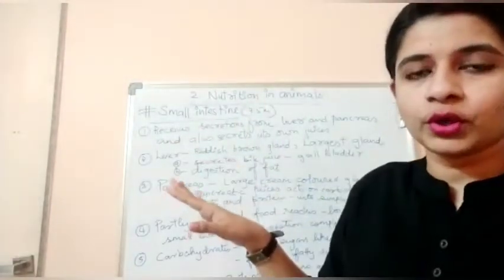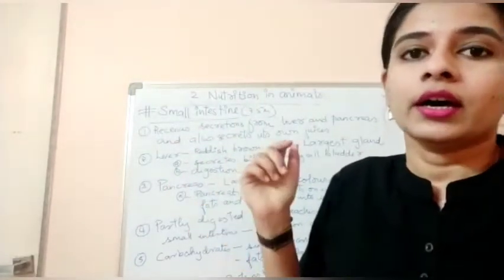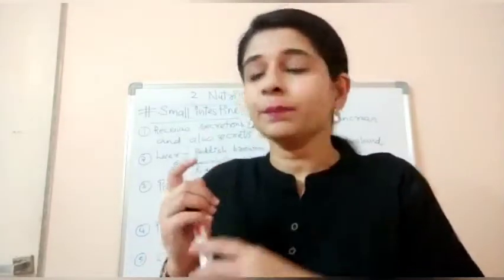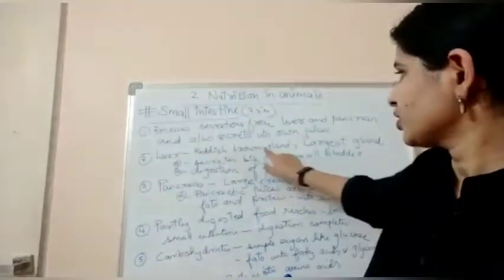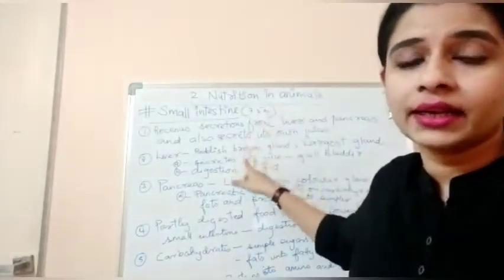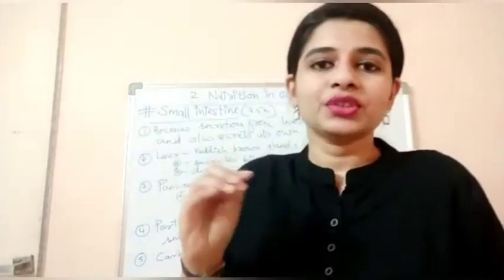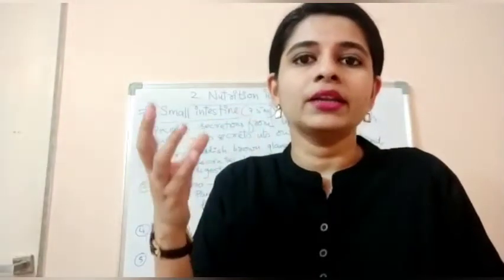Okay, what is the purpose of the liver? Liver के अंदर, if you remember, it's a reddish brown gland. You have to remember it is a reddish brown gland. It is the largest gland in the digestive system. Okay, the liver is the largest gland. It produces bile salts or bile juices.